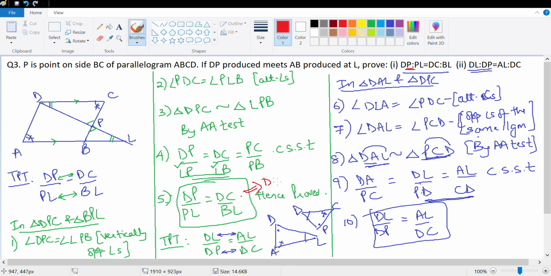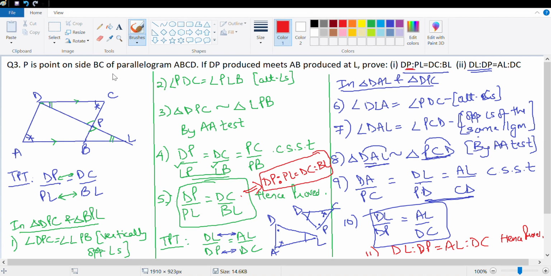That's why I should write this as DL is to DP is equal to AL is to DC. If they have asked the question in ratio form, we write the answer in ratio form. If they ask it in fraction form, we write it in fraction form. So this is DL is to DP is equal to AL is to DC. Hence proved. Done.